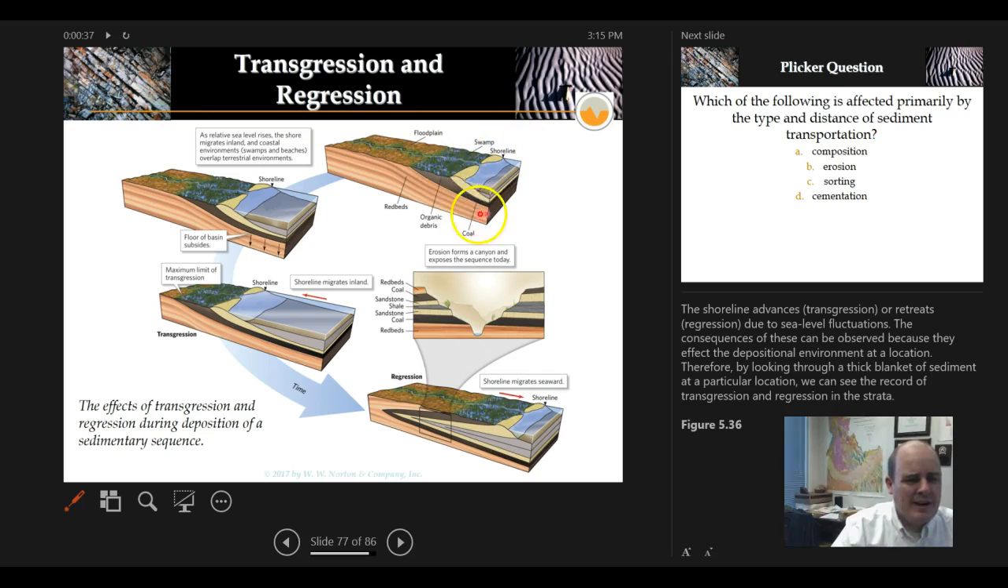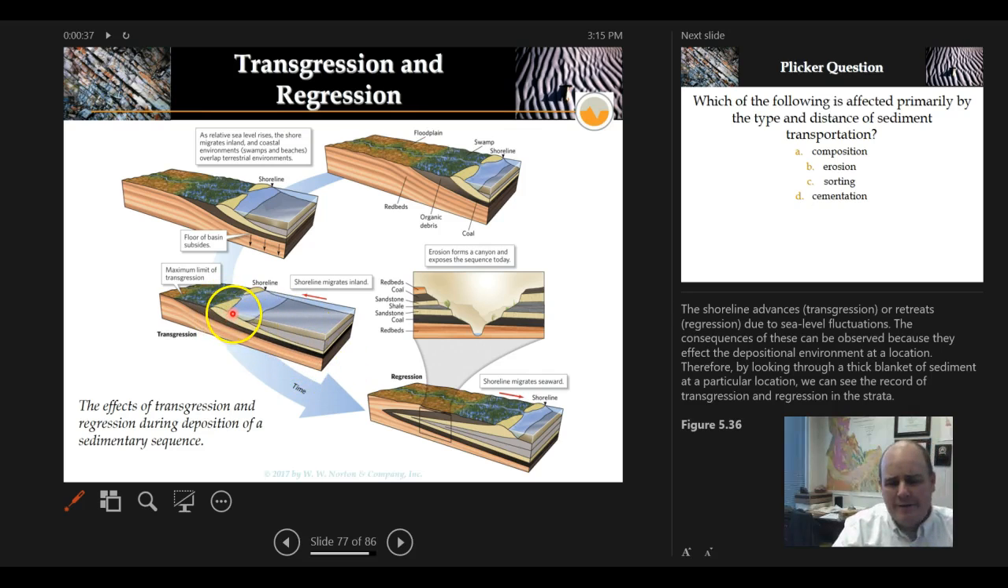We have a beach environment here, and then some swamp behind it where we're going to form some coal. And then further in, we have these red beds or terrestrial beds, right? Well, as sea level goes up, all of these environments shift inland, right? So as it goes up, they shift inland. So now we have the sand from those sandstones, the clays off the coast, from the shales, then the coals, and then these red beds. And it keeps going up, it migrates inland, so now we have even more deposits on top.